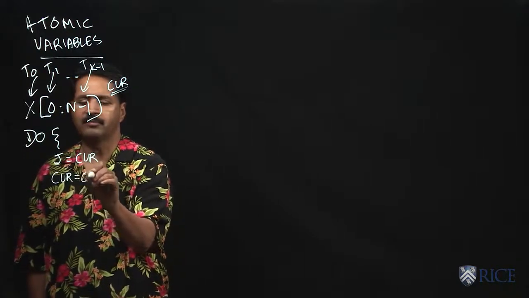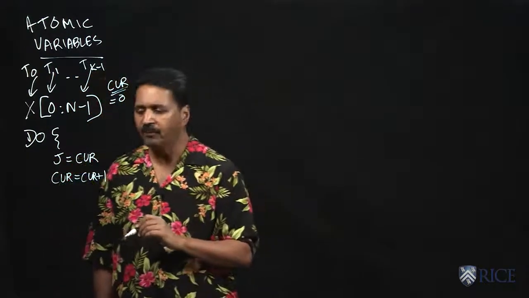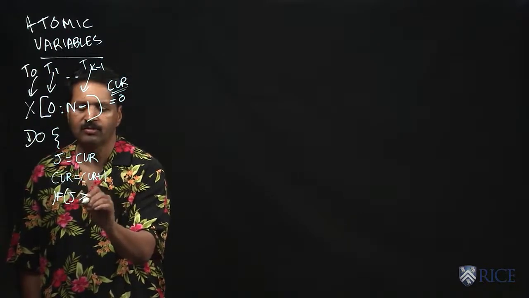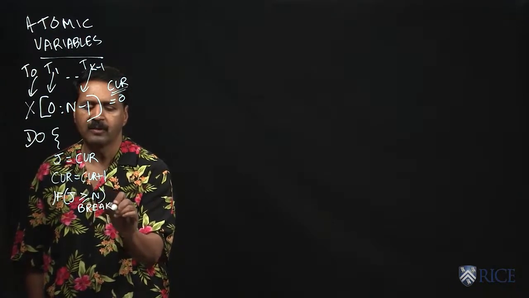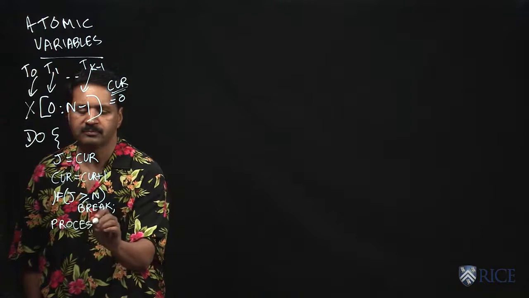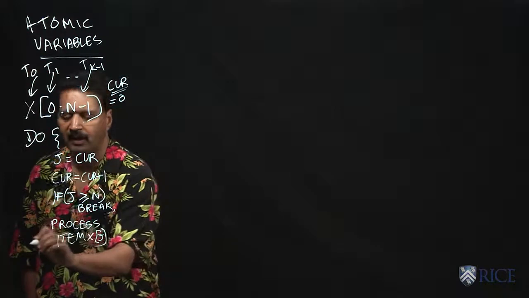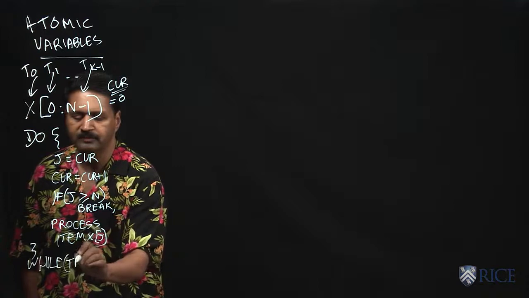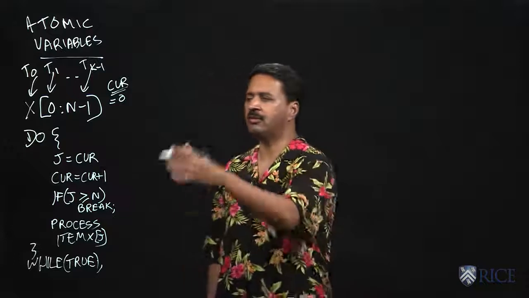So they will read current, increment it, and we can assume that current was initially 0, and make sure that the value that they read is within range. So if j greater than or equal to n, you just break out of the loop, and otherwise you process the item x sub j, and this can keep on going until it breaks from the loop. So we can have a do while true.